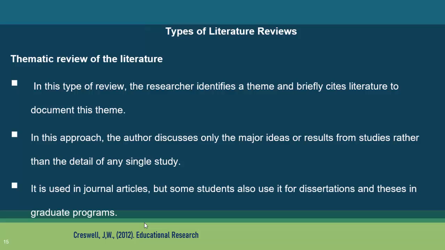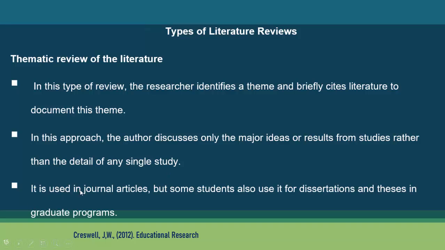Types of literature review. When we review the literature, we can do it as a thematic review of literature or a study by study review. In the thematic type of review, the researcher identifies a theme and briefly cites the literature to document this theme. In this review, the author discusses only the major ideas or results from the studies rather than details of a single study.